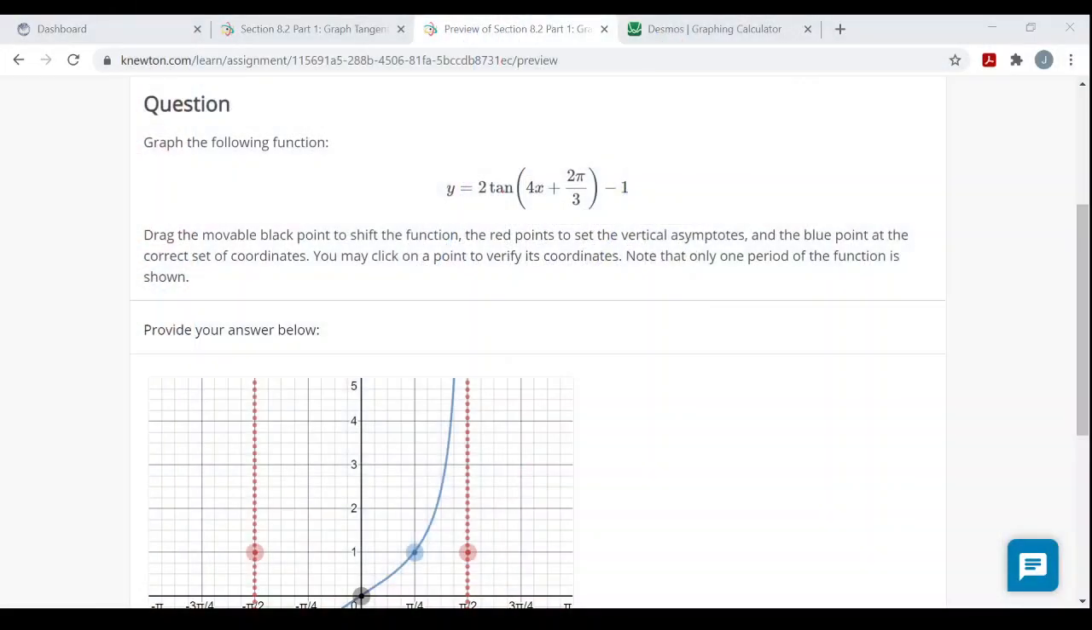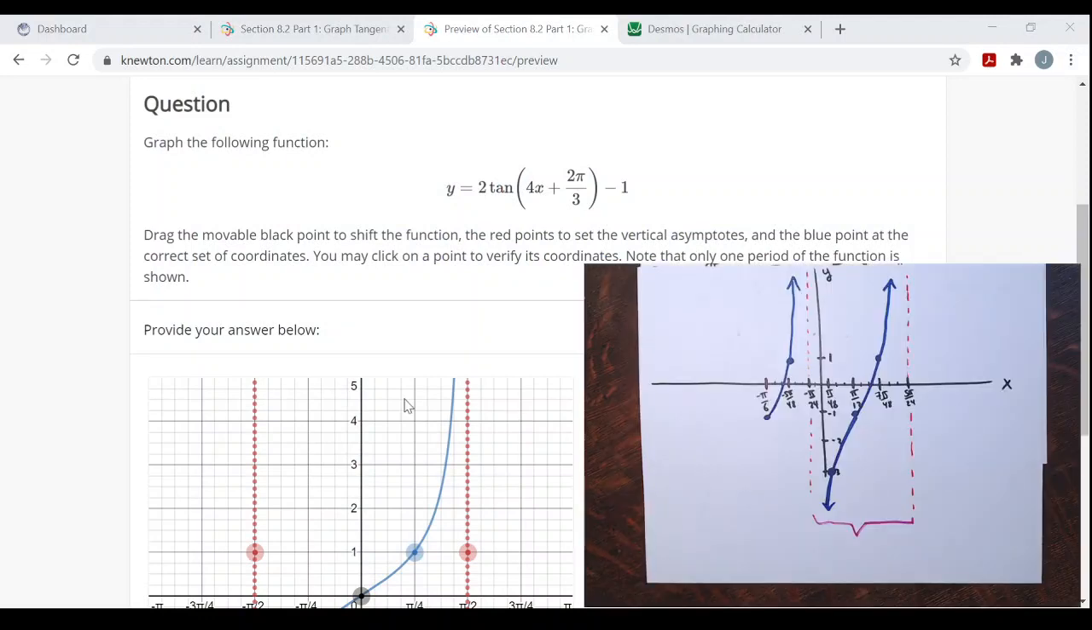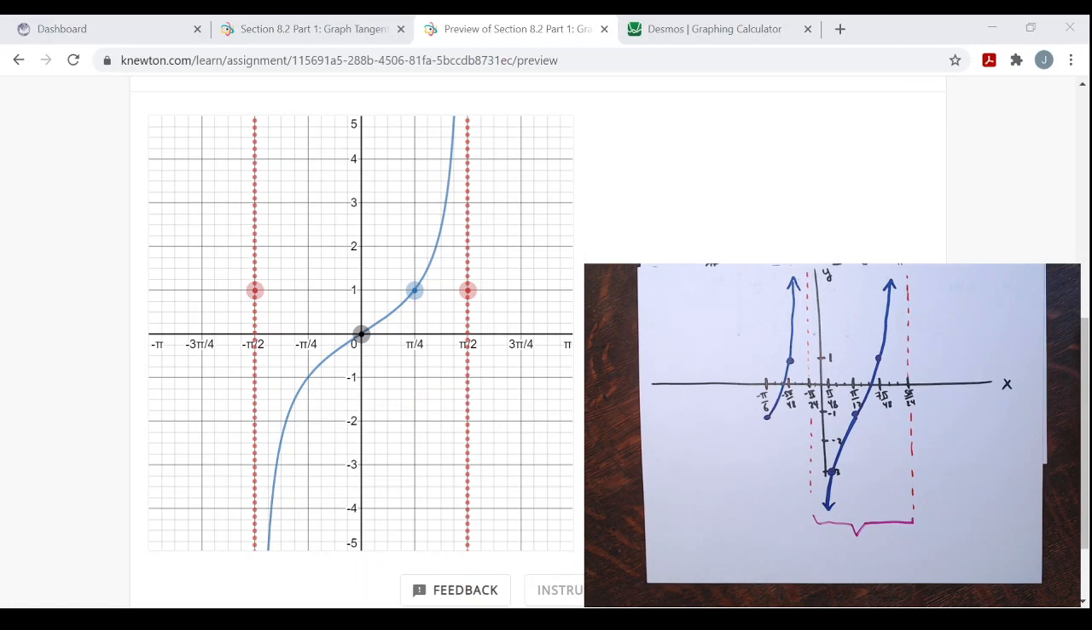All right, so back to the website here. I'll pull my picture up. Now they're saying, drag the movable black point to shift the function, the red points to set the asymptotes, the blue point at the correct set of coordinates. Okay. So, looks like this. The middle point is at pi over 12, negative 1.